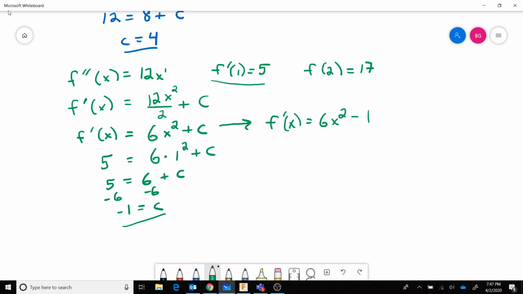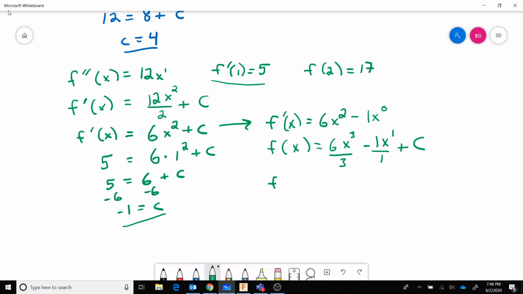Of course, I'm trying to find f of x, not f prime of x, so I'm going to integrate yet again. So if I integrate f prime of x, I would get f of x. And if I integrate 6x squared minus 1, well, let's see, I need to add 1 to the exponent, divide by that exponent. I don't see anything here, but again, keep in mind that's really an x to the 0. So that's going to become minus 1x to the first, and I divide by 1. And again, I've got that constant out here.